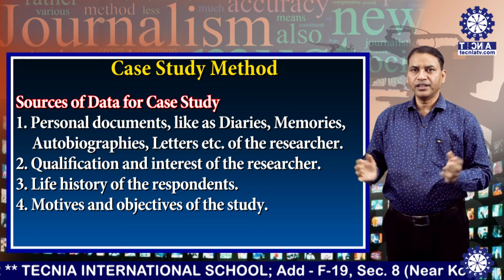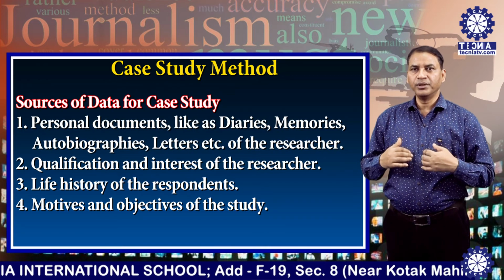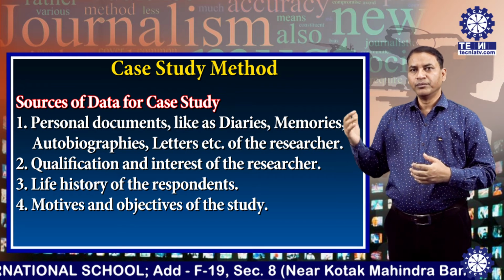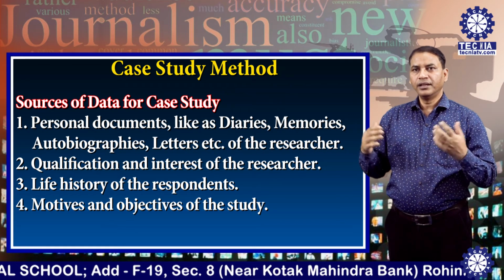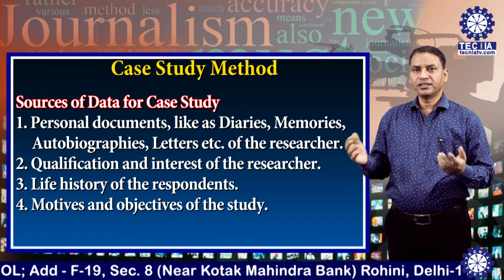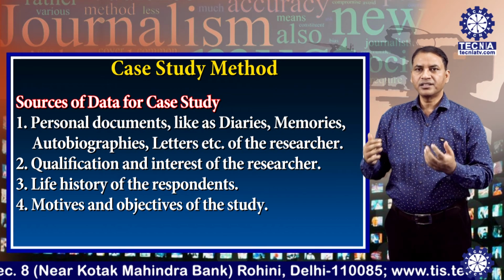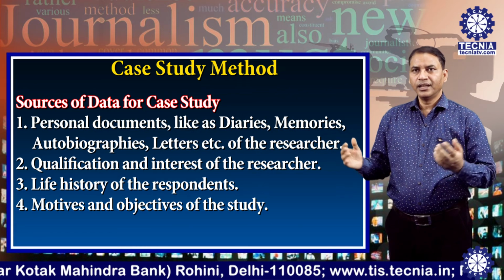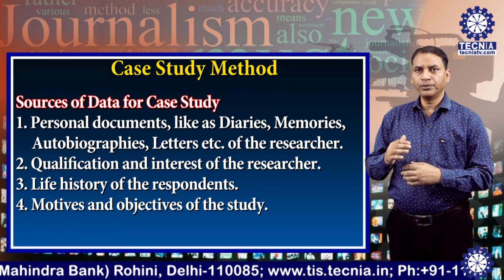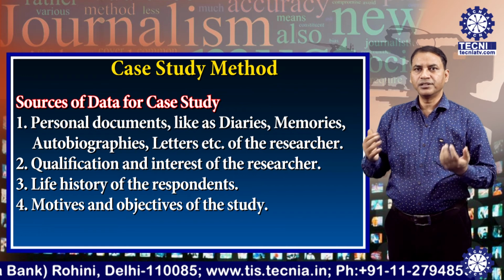Sources of data for case study. Number 1, personal documents such as diaries, memoirs, autobiographies, letters, etc. of the researcher. Number 2, qualifications and interest of the researchers. Number 3, life history of the respondents. Number 4, motives and objectives of the study.